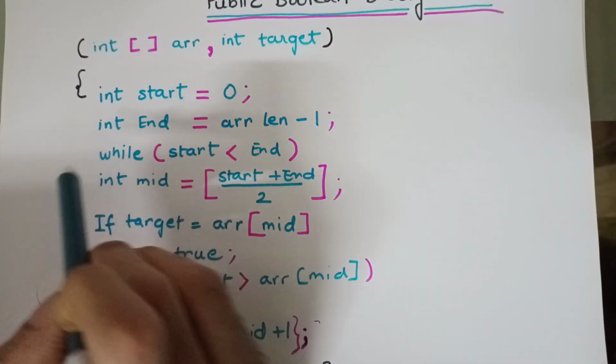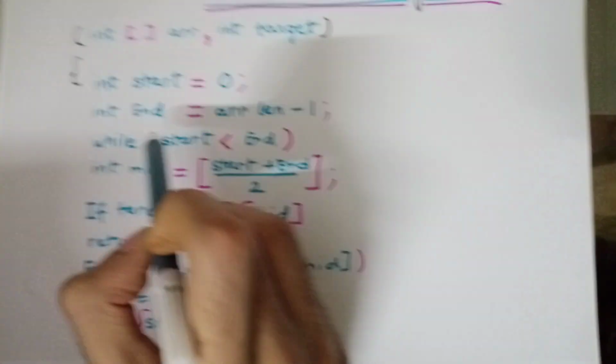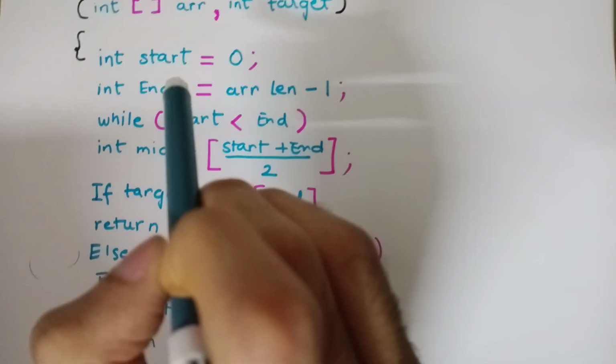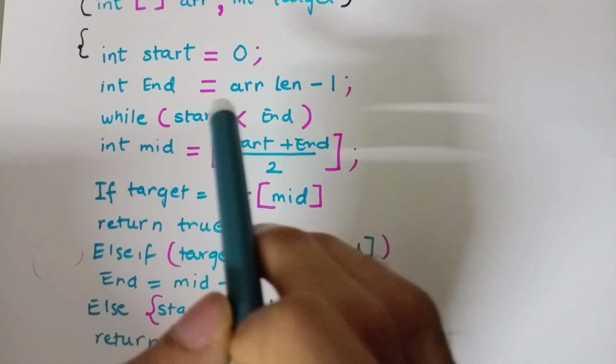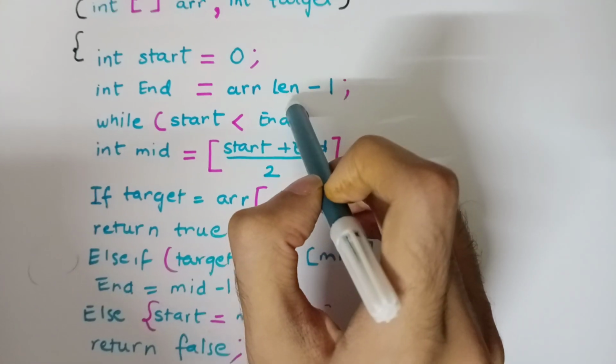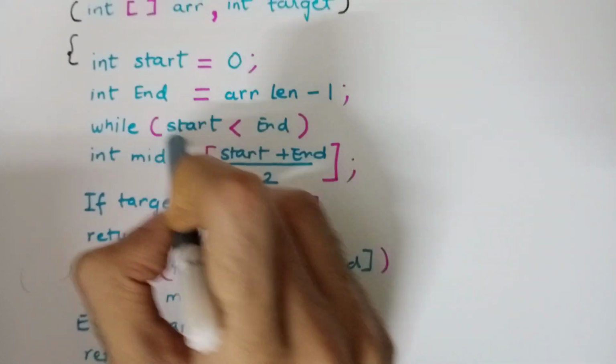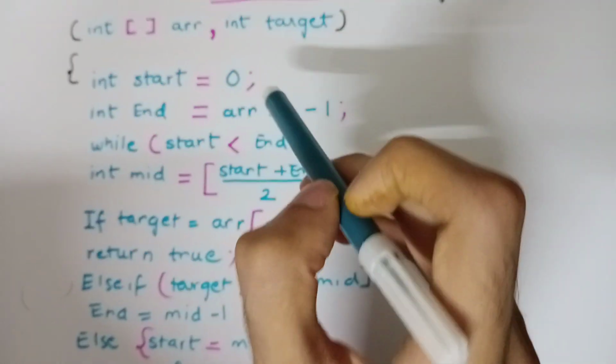Then we run a while loop. Now what does a while loop do? A while loop executes certain statements until a termination condition is met. Now what is our termination condition? Once the end index is larger than the start index, then we come out of the loop.